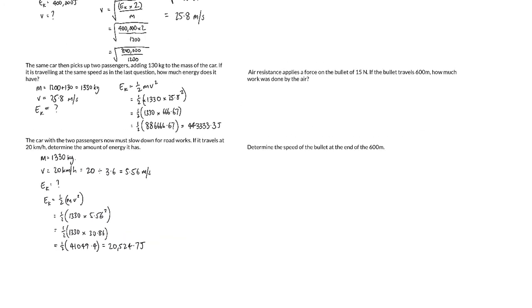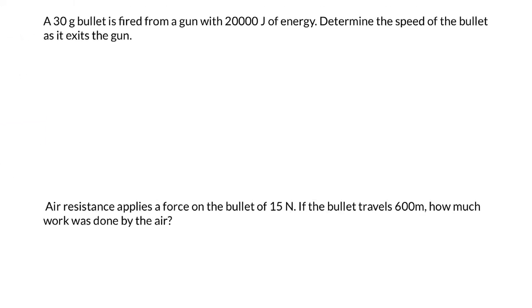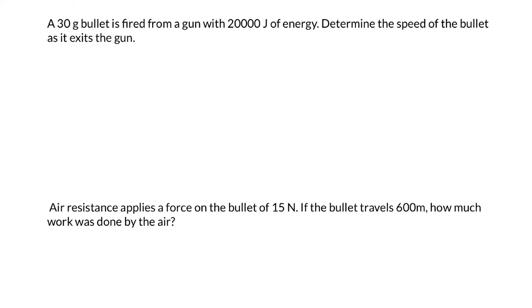Okay, so let's have a look at this one here. A 30-gram bullet is fired from a gun with 20,000 joules of energy. Determine the speed of the bullet as it exits the gun. Again, write out what I know. The mass is 0.03 kilograms. So you've got to convert from grams to kilograms, okay, because that's the SI unit, right? The energy, EK, is equal to 20,000 joules, and I don't know what the velocity is.